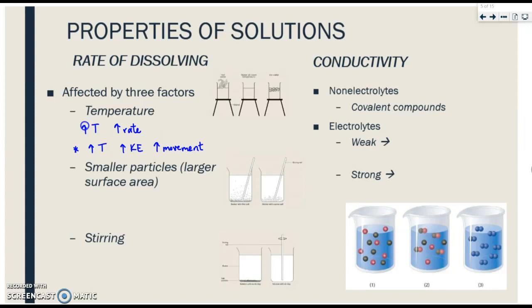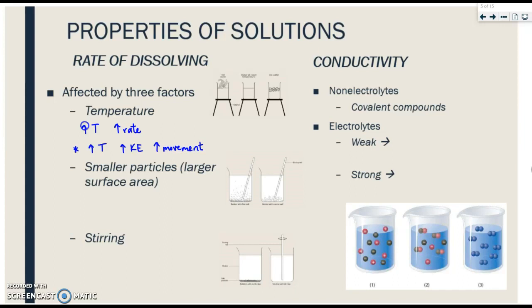And since the molecules are moving more, they're colliding more, they're more likely to come in contact with fresh solvent, and they dissolve faster. Okay. Smaller particles, things that have a larger surface area, also dissolve faster than things that are not quite as small. Okay. And I like to think about sugar and maybe a sugar cube for this one.